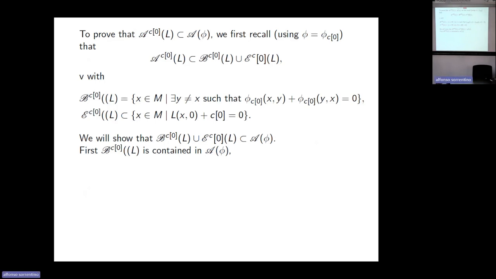AC0L is in Fi, but we already showed that Fi is in AC0L, so they will be equal, and also equal to this one. So that proves, as I said before, that the inclusion of AC0L in BC0L union EC0L is in fact an equality, but we don't need it to do the proof.